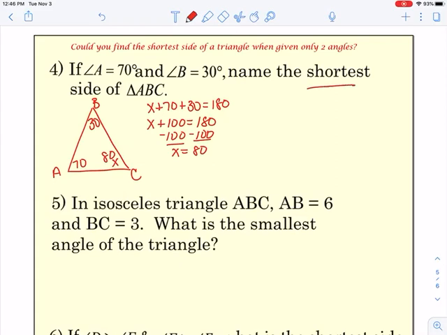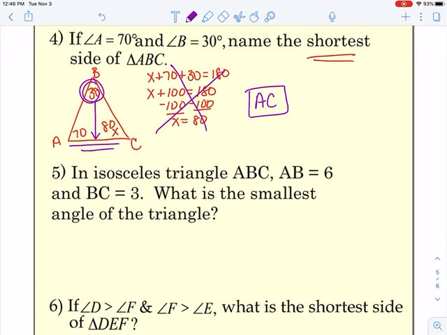So I need the shortest side of triangle ABC. That's going to be across from the smallest angle. So your smallest angle there is 30. Directly opposite that is going to be side AC. Okay, so in the end, we didn't even need this information, but it's just nice to know what all your angles are, because what if that was the smallest angle?